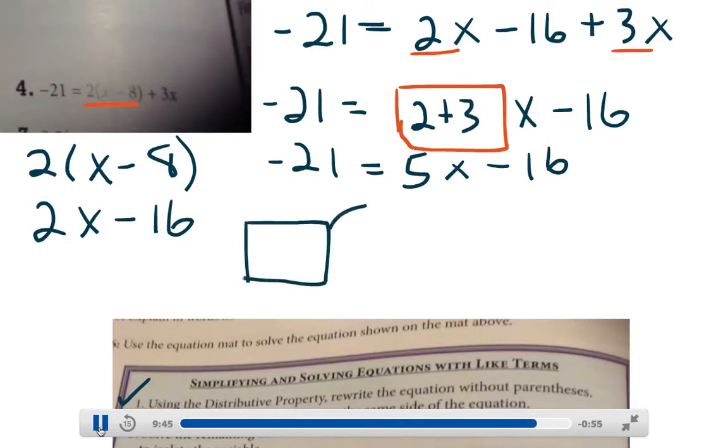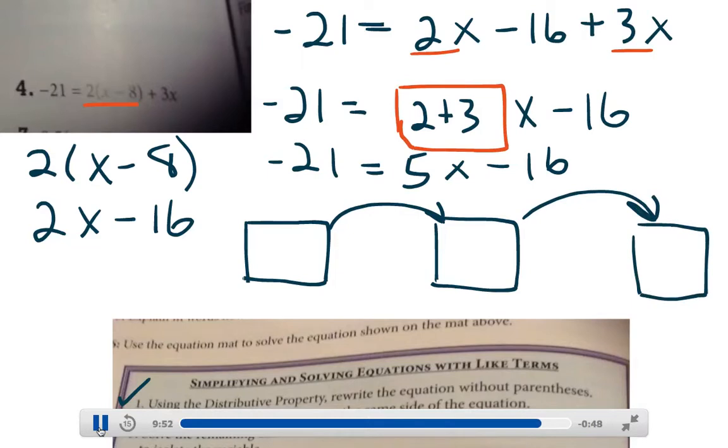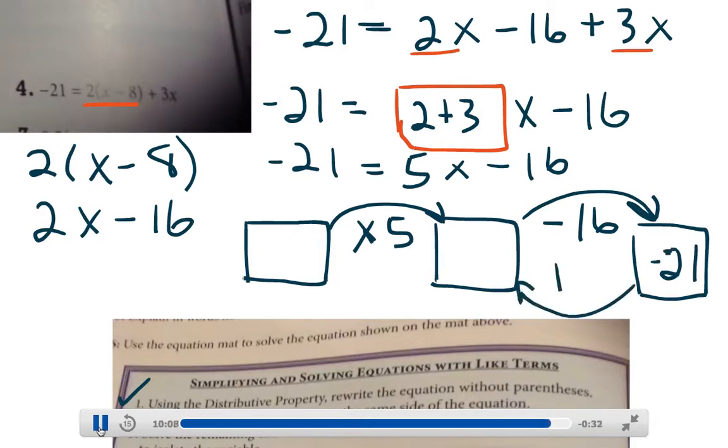So we backtrack this. There was a number. It was multiplied by 5. 16 was taken away from it, and it became negative 21. So we add 16. And we get negative 5. And we divide by 5. Negative 5 divided by 5 is negative 1.